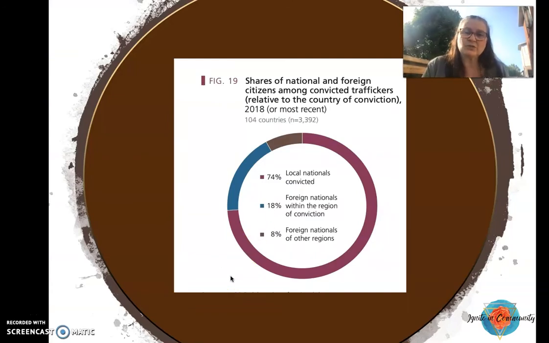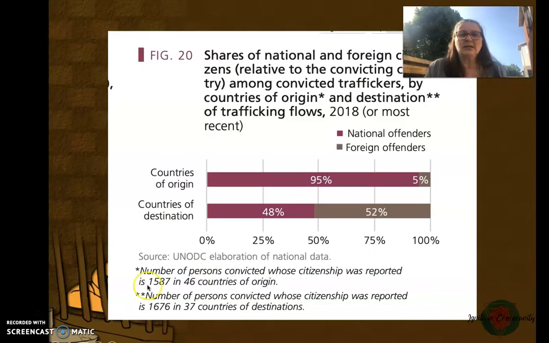Another piece of data globally is looking at who the offenders are, and 74% of the offenders are local nationals, so they live in the area that they're committing the offense. 18% are living within the region, but not necessarily the country, and then 8% are from other regions. The issue here becomes that 18% and that 8%, it's very difficult to find them, to convict them, prosecute them, because they live in other countries. And once you start blending different countries, different levels of government, different international governments and different laws for different countries, it becomes really, really complicated.